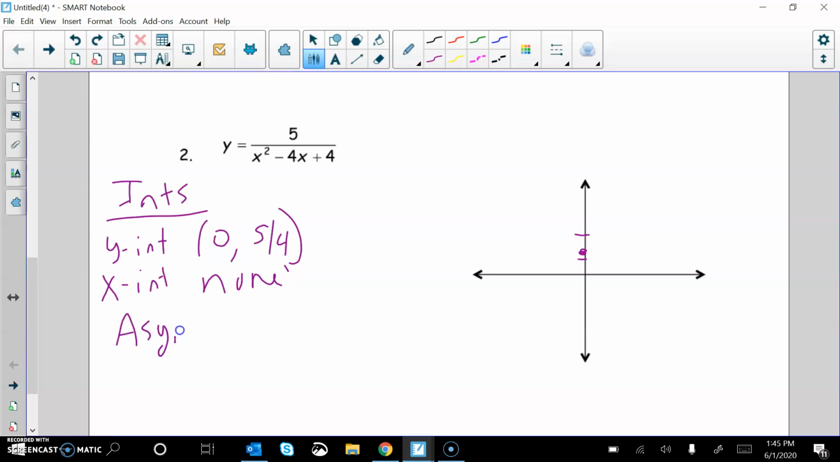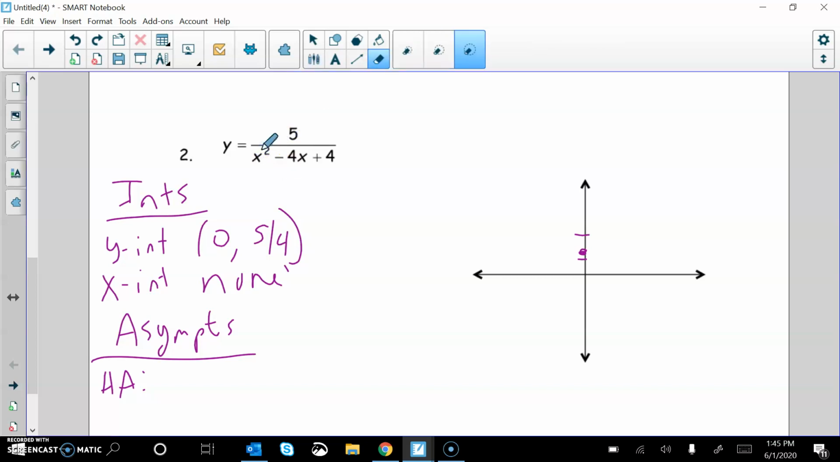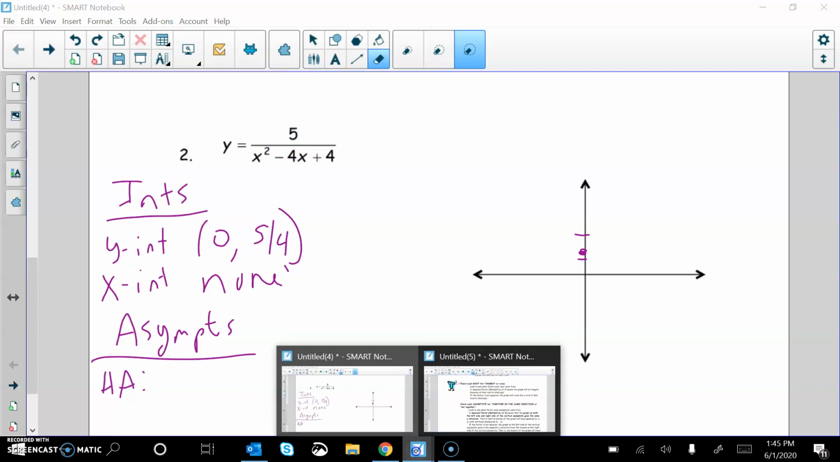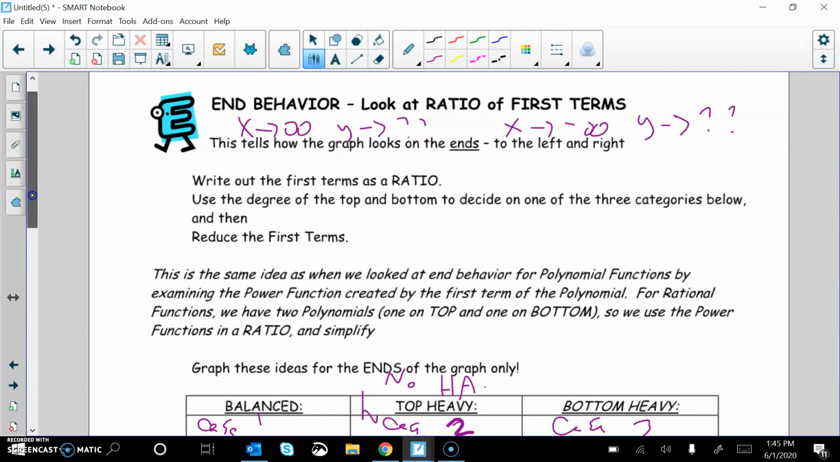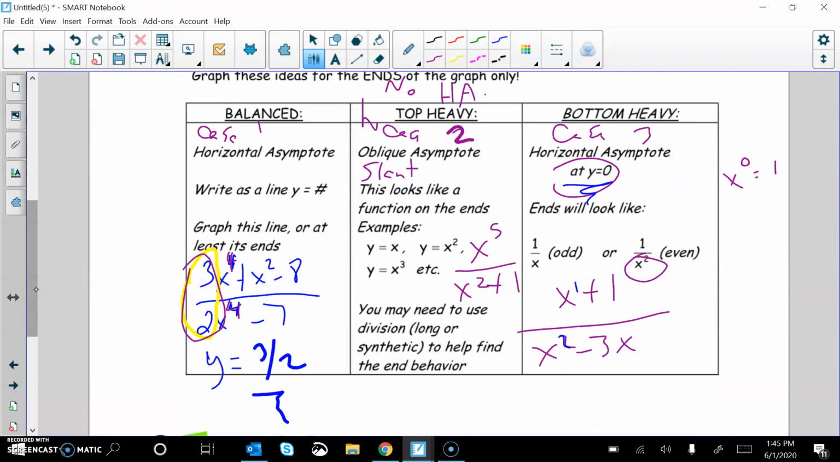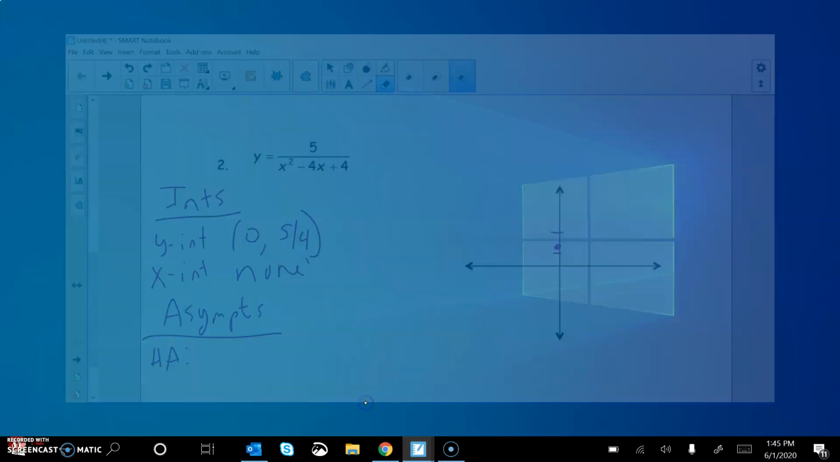Okay, asymptotes. Let's do horizontal one first, if it has one. The degree of your denominator is 2. Degree of your numerator is 0. So the degree of your denominator is larger. So let's go back to the other screen to look at our individual cases. So the degree is bottom heavy. Degree of the denominator is larger. In that case, y equal to 0 is the horizontal asymptote.